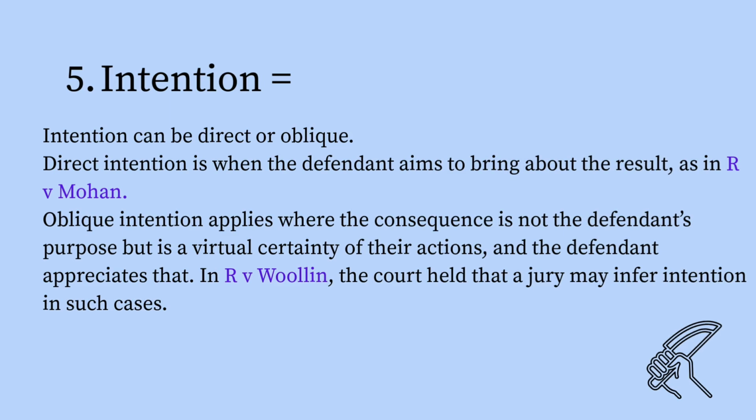So they actually had an aim to murder. This is seen in R v Mohan. And then oblique intention applies where the consequence is not the defendant's purpose, but it is of virtual certainty of their actions, and the defendant appreciates that. So shortly, that does sound a bit confusing, I can't lie. But what that actually means is that they had an intention to do harm, even though it wasn't the outcome that they wanted, they still had an intention to do harm, and that counts as intention, even if they didn't intend to murder. And then in R v Woollin, the court held that the jury may draw out that there was an intention, even if they didn't have an intention to murder.